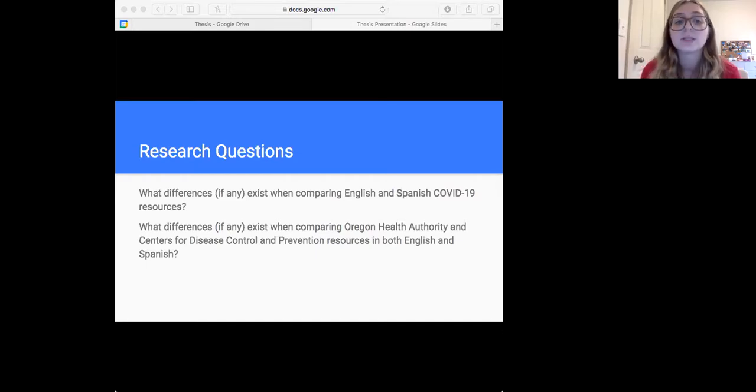There were fewer resources available in Spanish on both of these websites. Additionally, I found differences when comparing the CDC to the OHA. The CDC had more Spanish resources available, but a lower proportion of their documents translated. And while the OHA had fewer total Spanish resources available, almost all of the resources were translated.